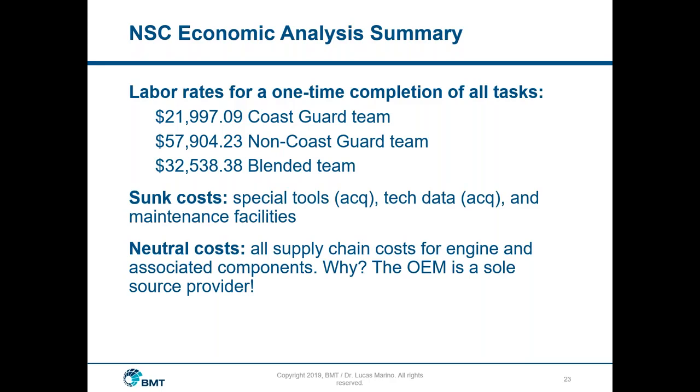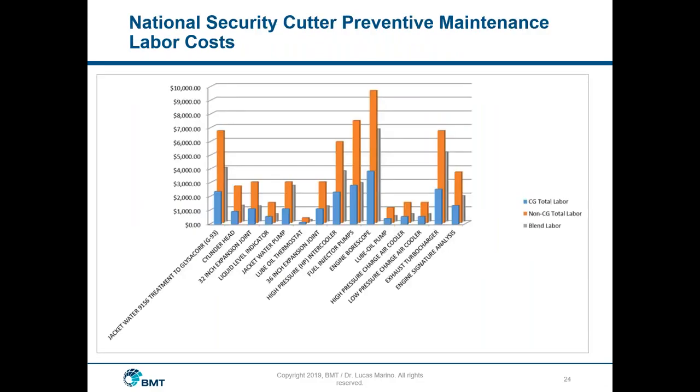Okay, and some of the neutral costs we had were the supply chain for that engine was considered a neutral cost across all of our resources because the OEM was the sole source provider of those parts, and they were the sole source provider of non-Coast Guard technicians. So really it was a wash. I had to buy the parts from them, whether I did the work or they did the work. Made it pretty simple for us.